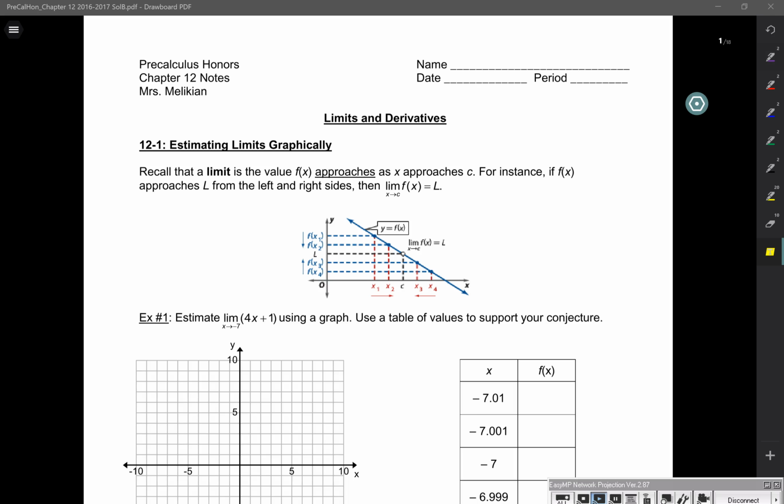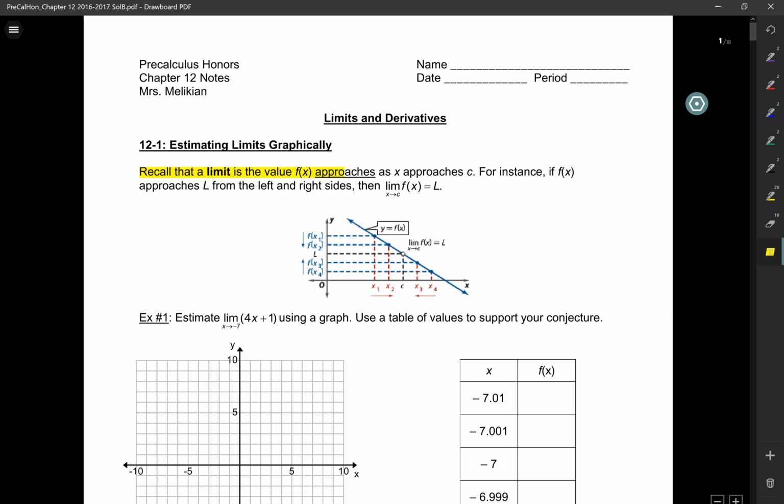We talked about limits at the beginning of the year. So basically, a limit is the value that f of x approaches, and I can't highlight that word enough. It's the value that f of x approaches. And remember, when I say f of x, I mean the y value, right? So it's the y value that the function approaches as x approaches c.